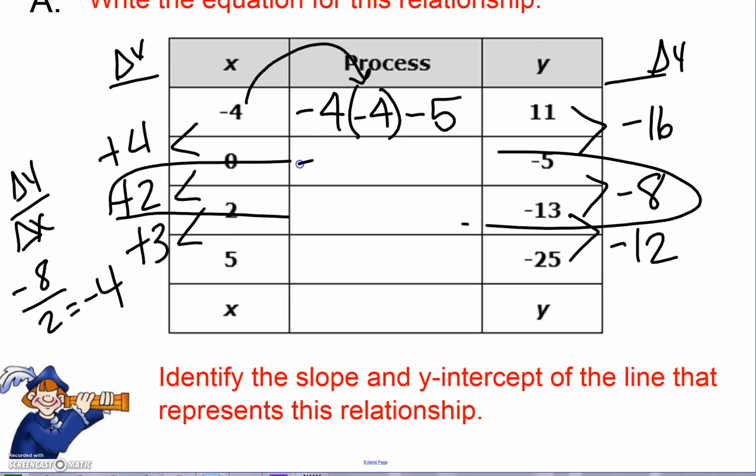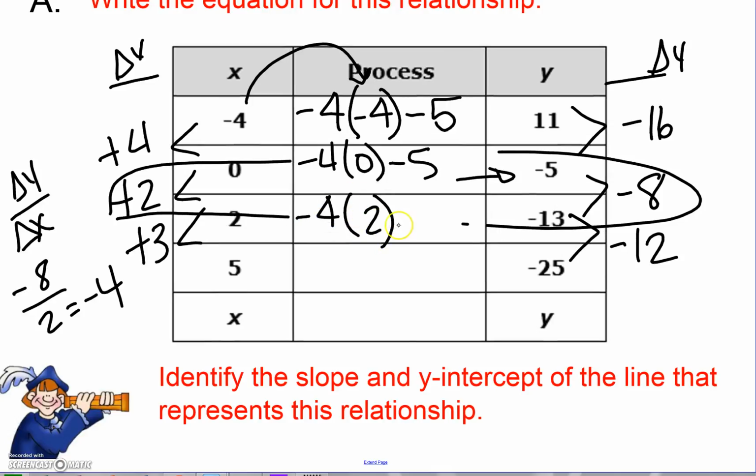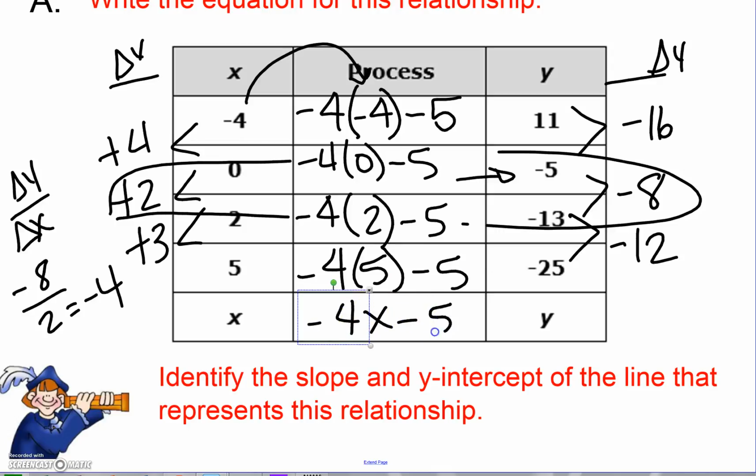Let's see if it works here. Negative 4 times 0 minus 5 got you to negative 5. So your process is negative 4 times the number of months minus 5. Negative 4 times 5 minus 5. So it's going to be negative 4x minus 5 equals y.